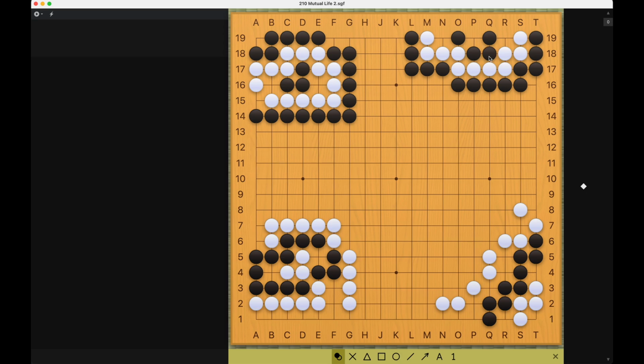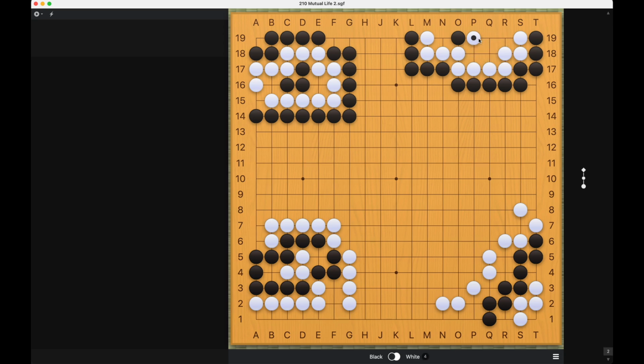If black plays here, white doesn't have to play. If black plays here, then white will capture and be alive. Black plays here, then black will have wasted a move and gone back to the original pattern. Maybe black should try this, but white will still pass, right? And now, if black plays here, white will capture.